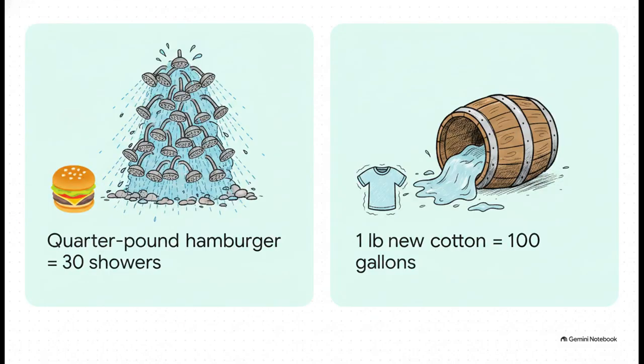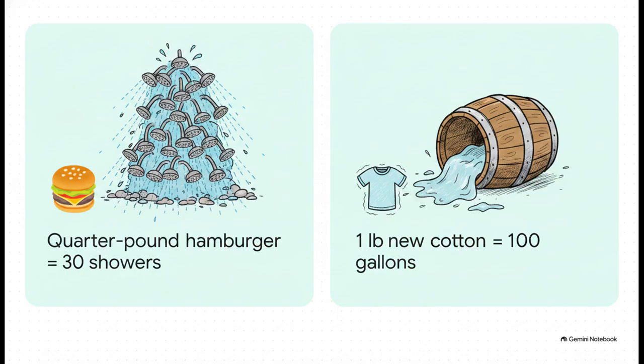And this brilliantly illustrates the hidden water footprint embedded in our daily, everyday choices. It's wild. Check this out. The water it takes to produce just one single quarter-pound hamburger is equivalent to the water used in more than 30 average American showers. No way, right? But it's because it takes a massive amount of water to grow the grain just to feed the cattle.